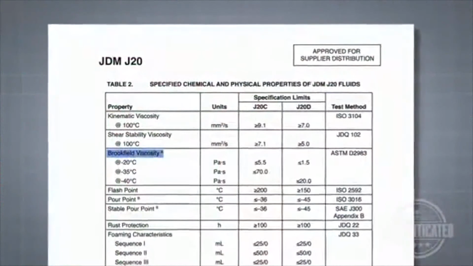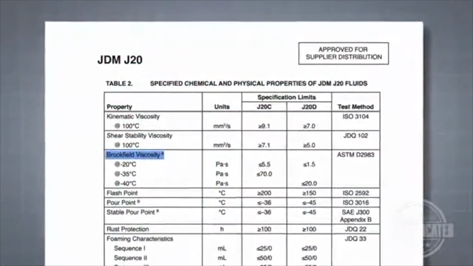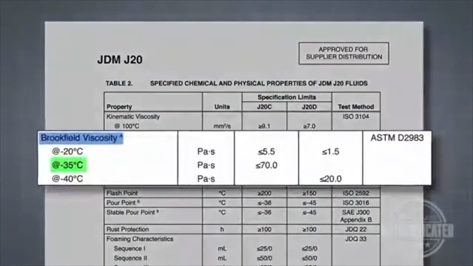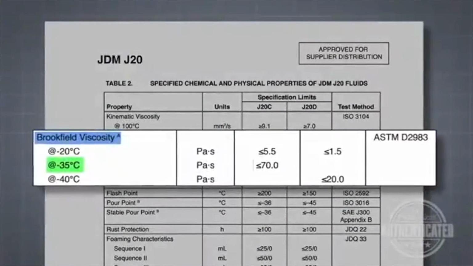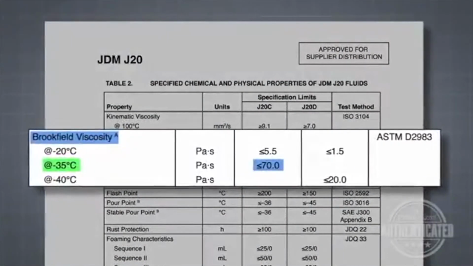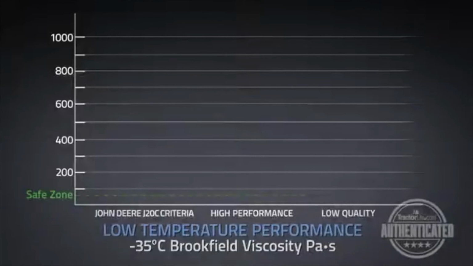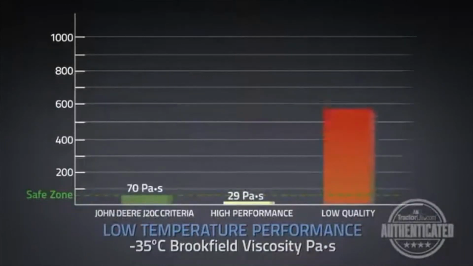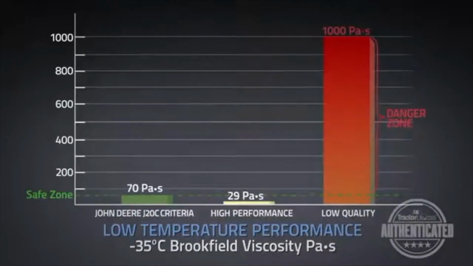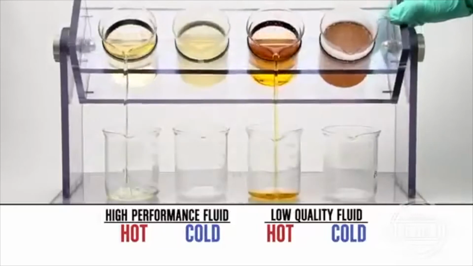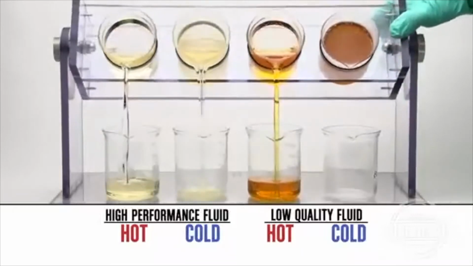Now let's look at another physical property in the J20C specification. Brookfield viscosity shows low-temperature performance of a lubricant. At minus 35 degrees Celsius, the specification requires a maximum of 70 units. The results here will shock you. The low-quality fluid totaled more than 1,000 units, falling well outside the maximum specification and far into the danger zone. Simply put, the low-quality fluid won't perform well in cold weather. In fact, it doesn't flow at all in the cold temperature.